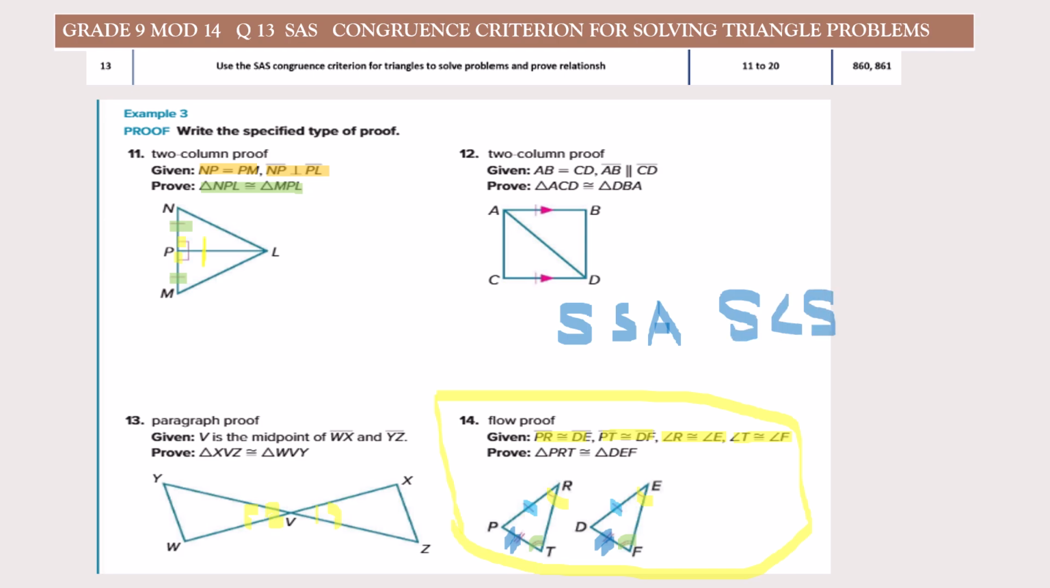So how can we prove that angle P is equal to angle D? Very easily, we can always say that 180 degrees in a triangle, if two angles are the same, then the third angle has to be the same as in the other triangle here. So therefore angle P will be equal to angle D, and we can conclude that it will be side, angle and side.